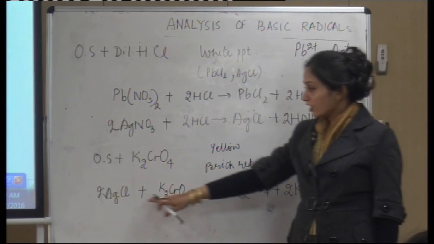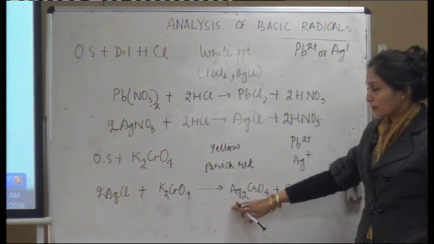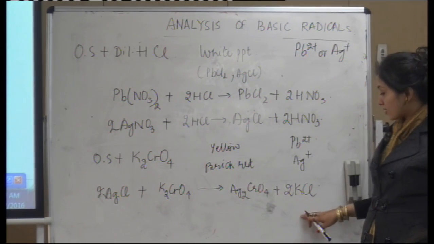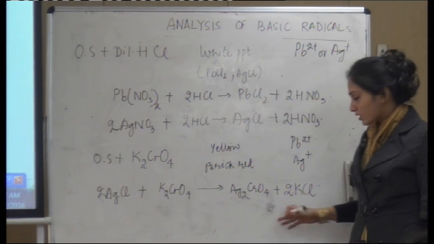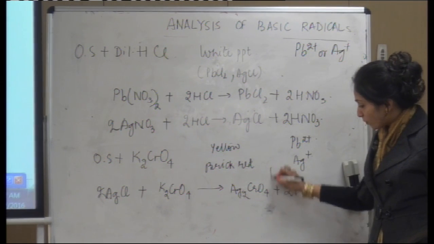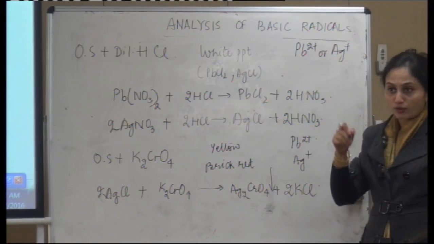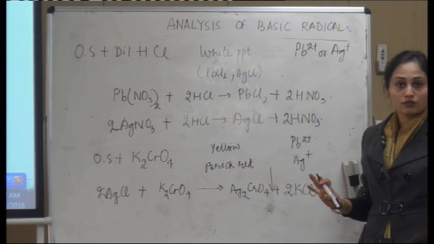So AgCl. Do you want me to write down the reaction for lead as well? Please write it yourself. What will it be? It will be PbCrO4 plus 2KCl. Put down the color also below the precipitate. Normally you show a precipitate with a down arrow. So you should know what is getting precipitated out in which reaction.